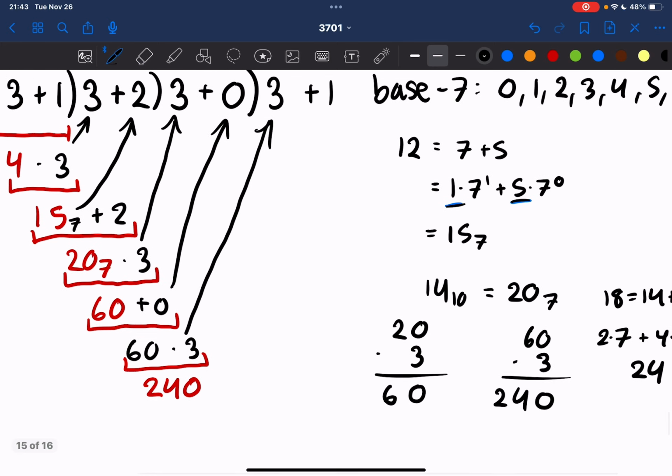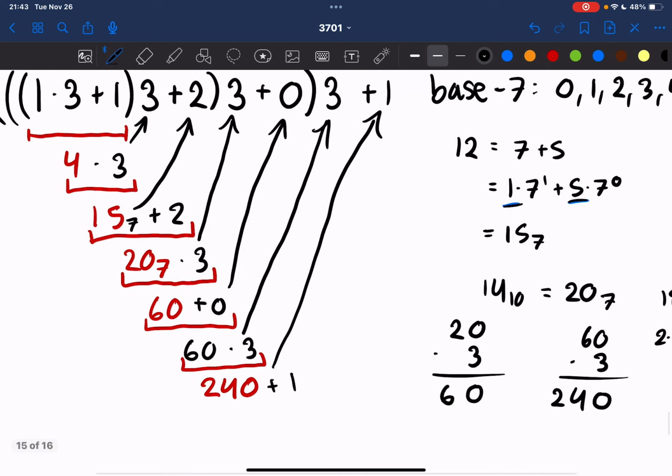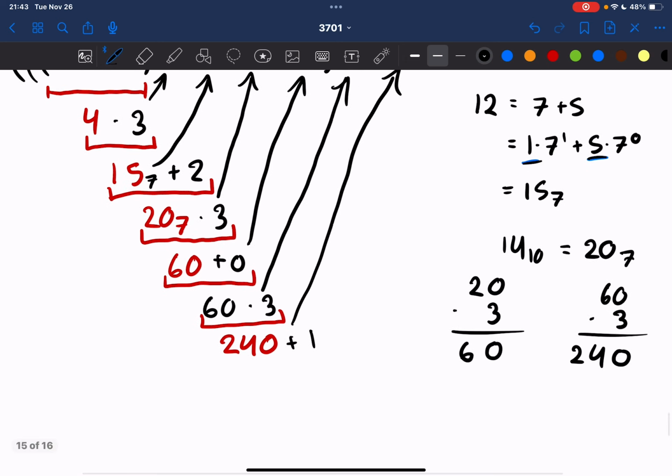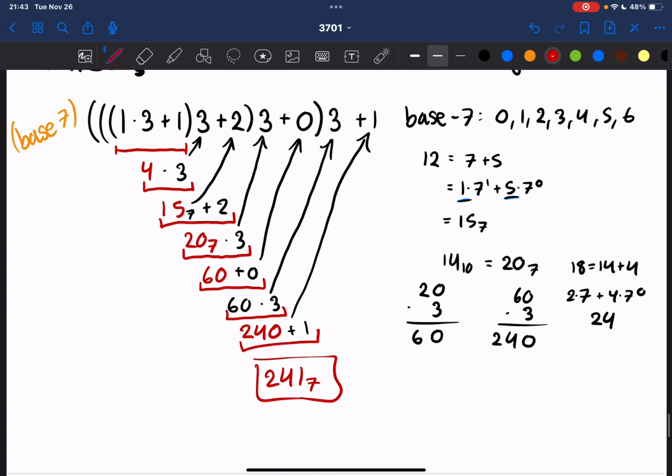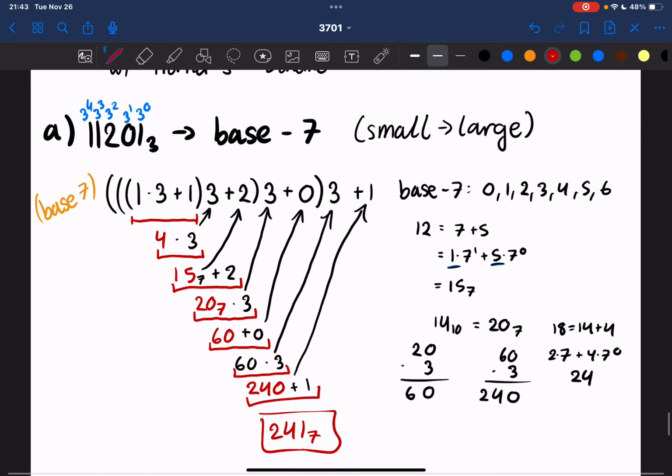And then what's next? Well, we just add the 1, right? So add 1. And then finally, we get 241 base 7. So we could go check this again by converting back in decimal and then just comparing to the original thing. But that's it, you just have to do the calculations there.